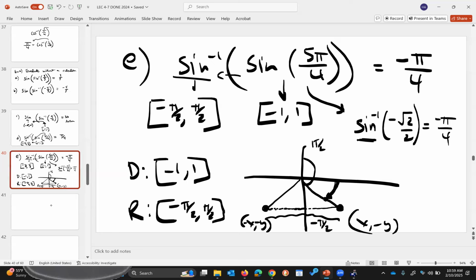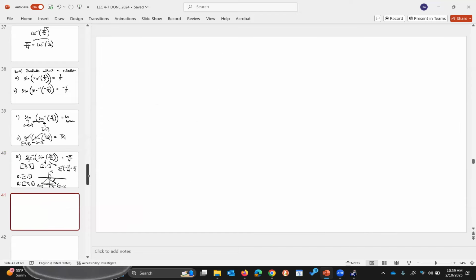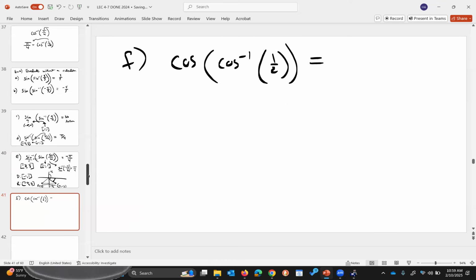Okay. So let's switch to cosine. Let's switch to angle measurements or degree measurements because it'll be easier here. Let's go with cosine inverse of 1/2. Question. Can I cancel those out or no?